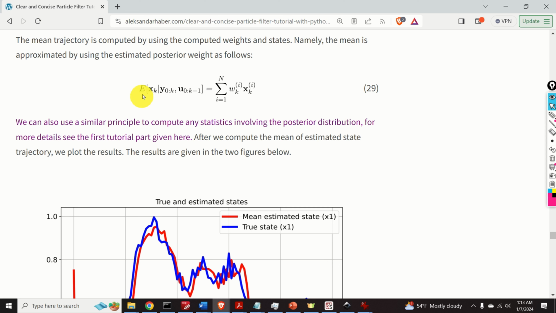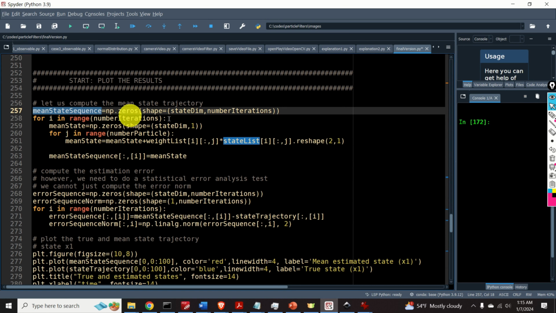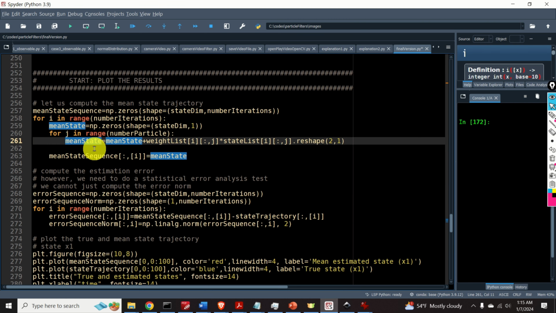For a fixed value of k, the mean state is computed by computing the sum on the right-hand side. That is, the mean state is simply a weighted sum of the weights and the corresponding state samples. This is how we compute the mean state trajectory in Python. First, we define an array, or better to say a matrix, that will store all the state estimates for different time steps k. Then, we use this double for loop to compute the mean state at every time instant k.